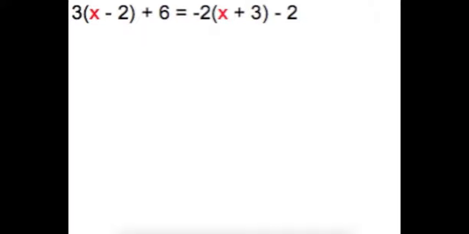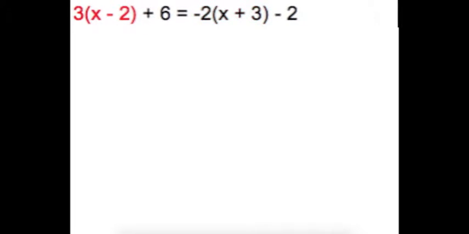Notice in this equation that we have a variable on both sides of the equation. Also, both sides of the equation can be simplified by using the distributive property and combining like terms. Let's start by doing the distributive property where we can. First, we can simplify 3 times the quantity of x minus 2 using the distributive property.